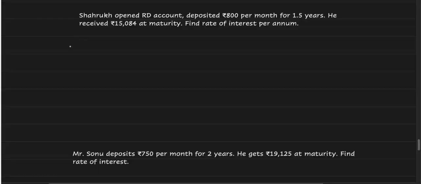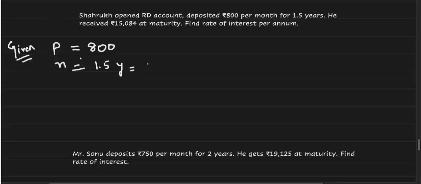Shahrukh opened an RD account, depositing 800 per month. So what is the P value? Whatever information is given, you need to find out first. P is rupees 800. Then N is 1.5 years, nothing but 18 months. Because the formula is in months, we will not change anything in the formula; we'll keep it as it is and use months.